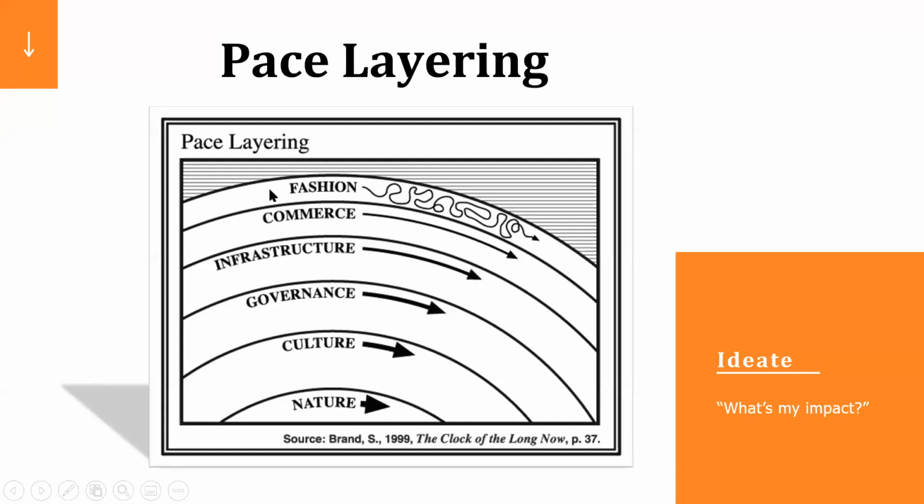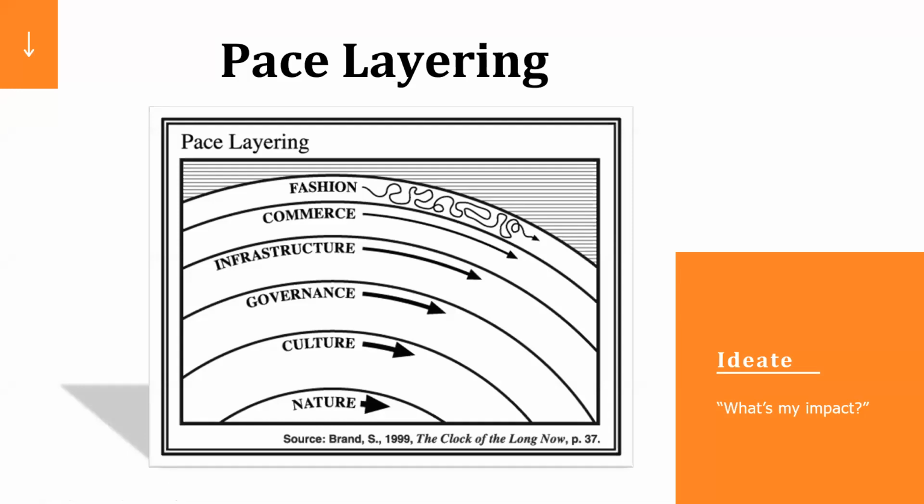And the way the pace layering works is that if you see here, it is in relation to time, right? In relation to time, fashion is very, very fast. It's a fast paced industry. So does commerce. Infrastructure, not so much. Governance, not really. Culture takes a long time to grow, to change. Nature takes a really long time to change.